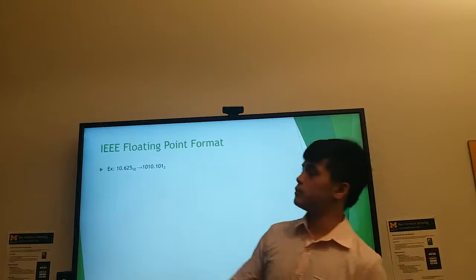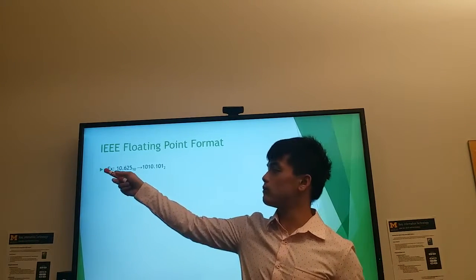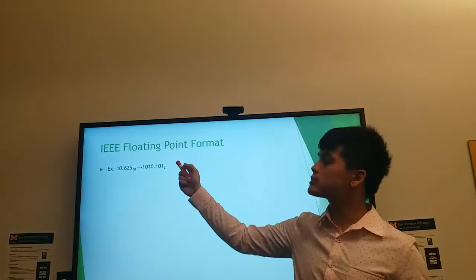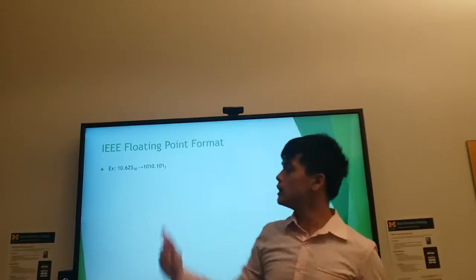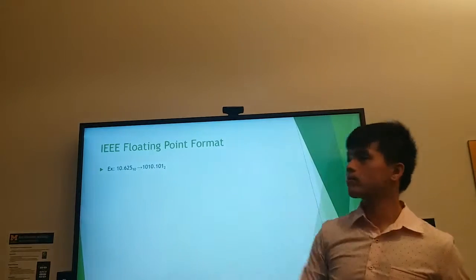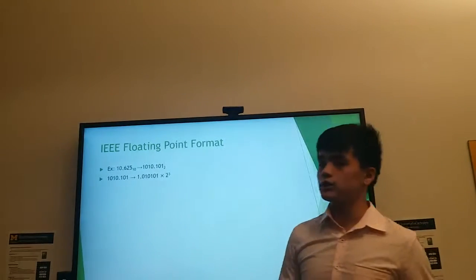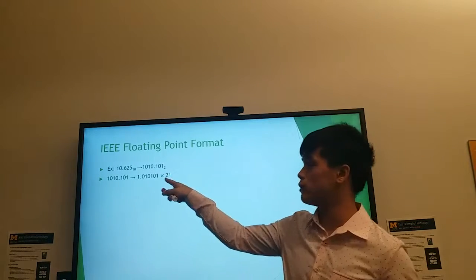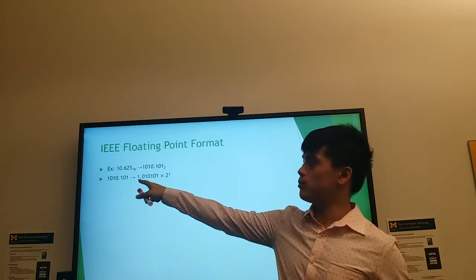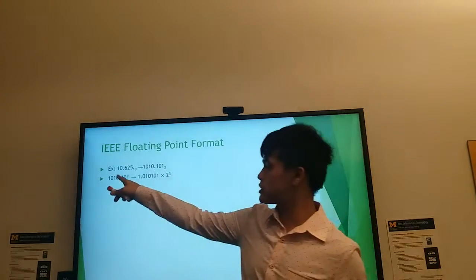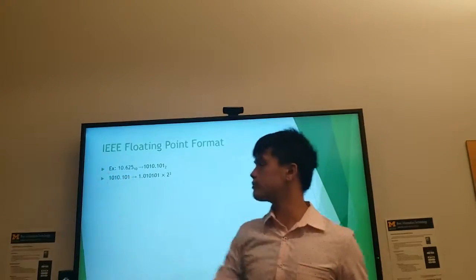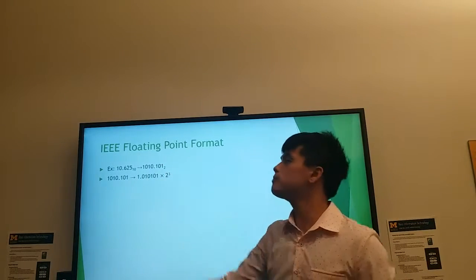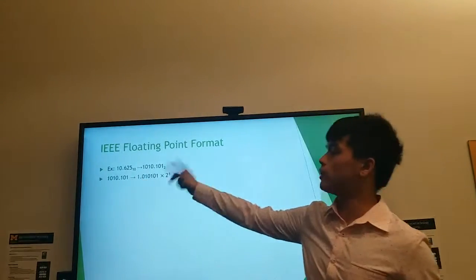So let's do an example. We have a floating point number in base 10 called 10.625, and when we convert it to a binary expression, it's 1010, which is 10, and after the decimal point it's 101. Right? Just like any scientific notation, we can multiply by the base. We can change the exponent, and we can shift this decimal point around. So if we shift this decimal point to the left 3 bits, we have to multiply by 2 to the 3 because it's base 2. And then we get 1.010101.